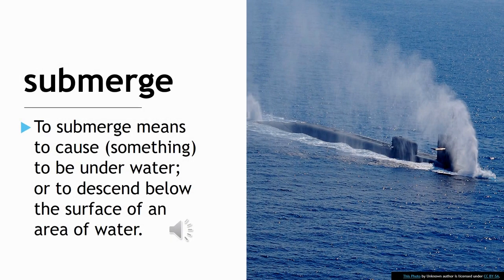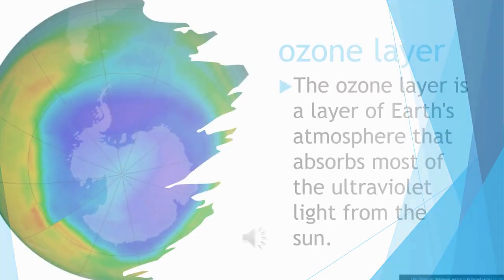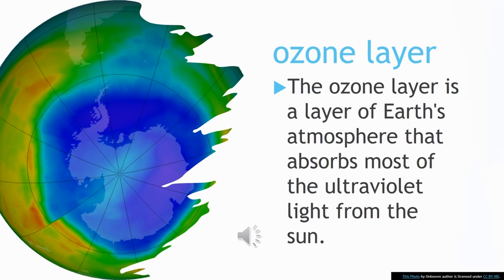Submerge. To submerge means to cause something to be underwater or to descend below the surface of an area of water. Ozone layer. The ozone layer is a layer of Earth's atmosphere that absorbs most of the ultraviolet light from the sun.